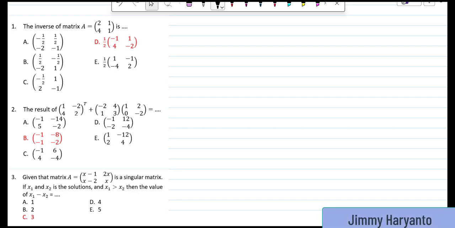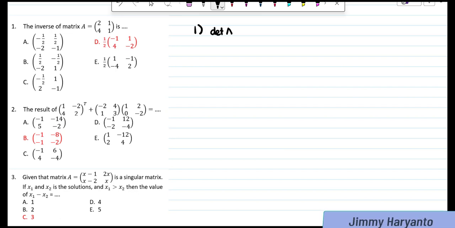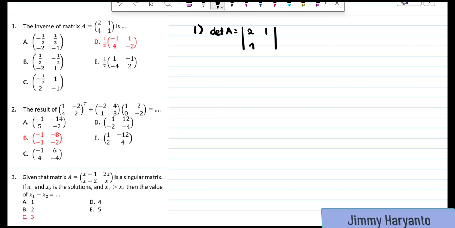Okay guys, this is the solution for your test. Number 1, the inverse of matrix A equals 2, 1, 4, 1 is. So for the inverse, you have to find the determinant first. So I will try to find the determinant like this: 2, 1, and then 4, and then 1.